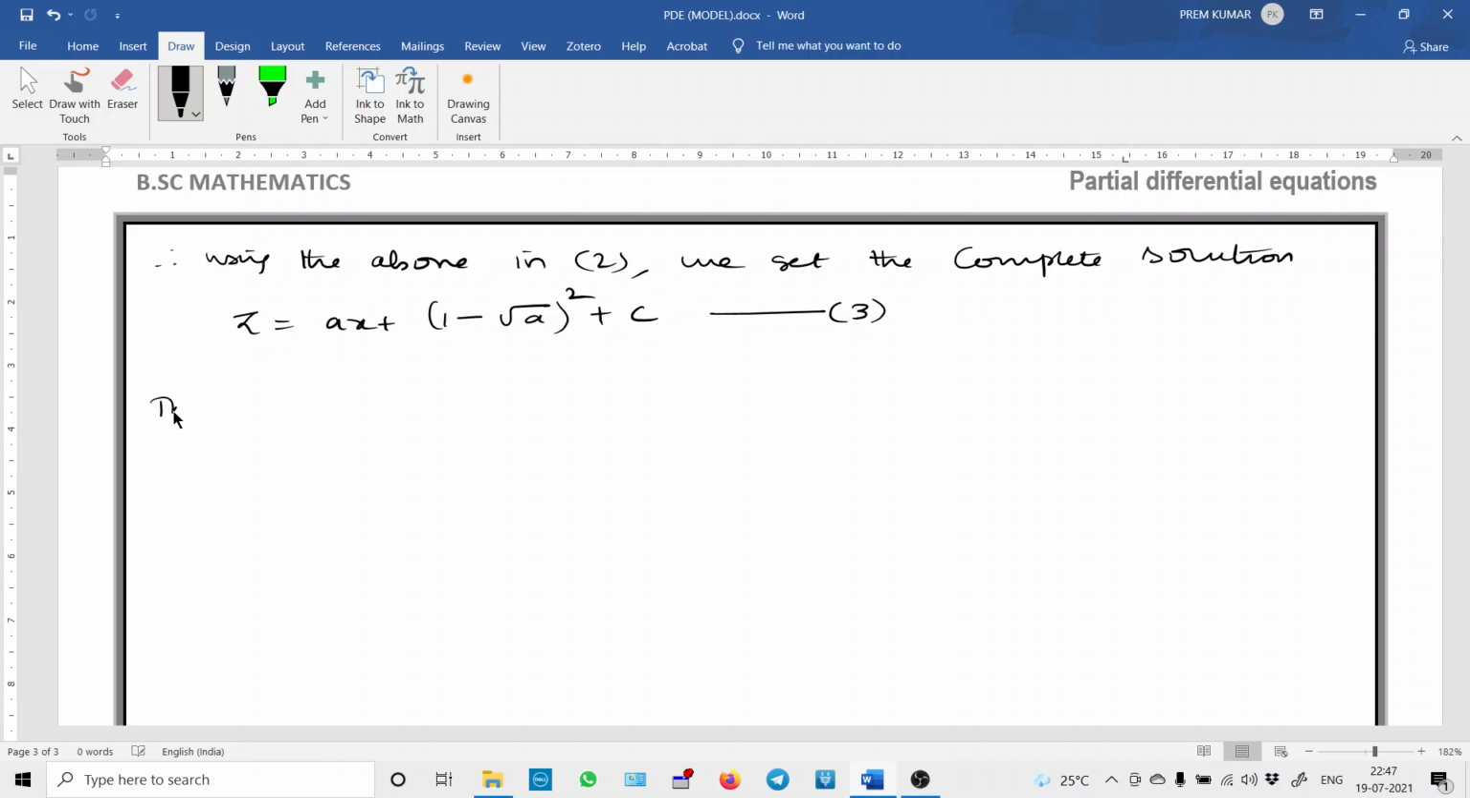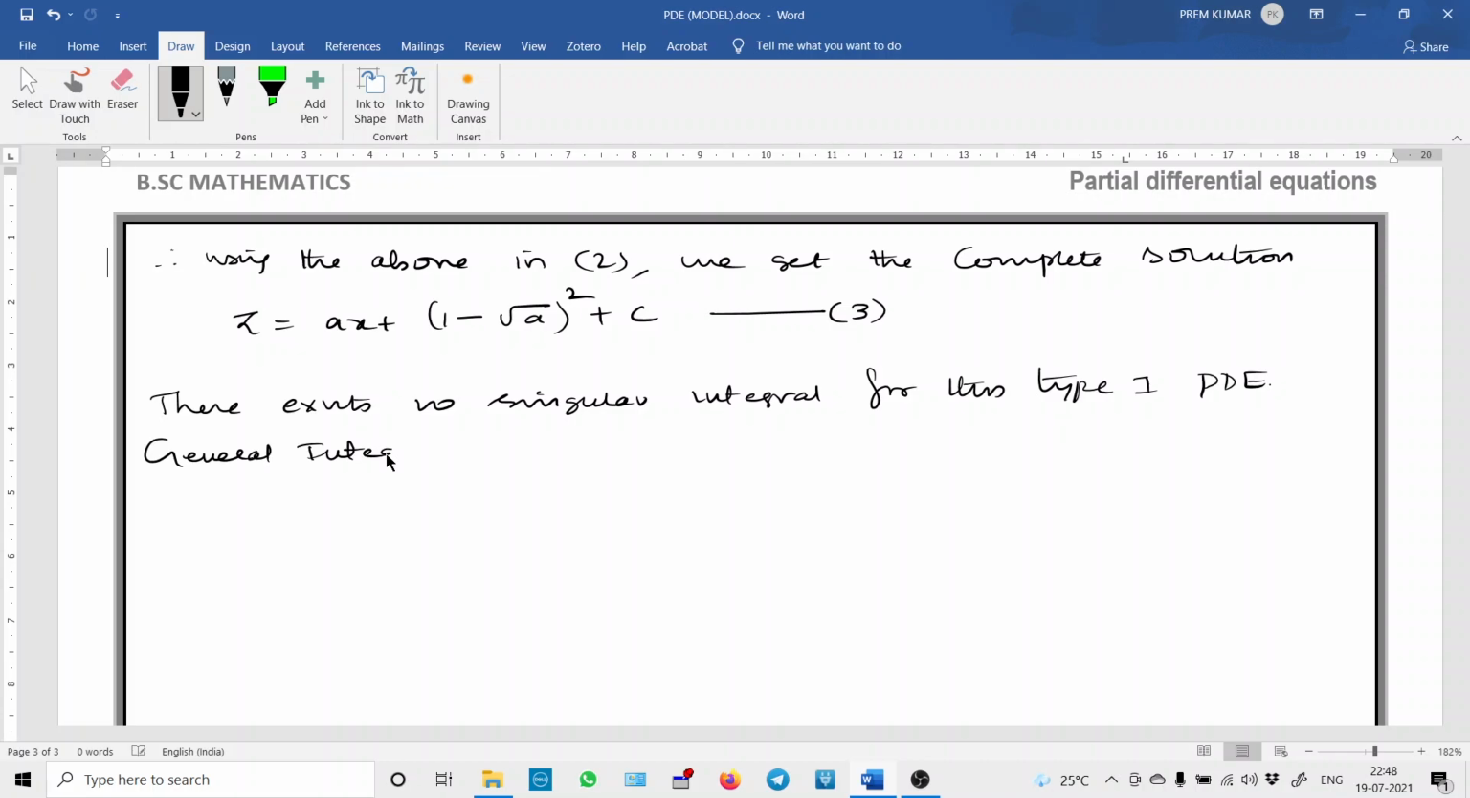So now there exists no singular integral for this type 1 PDE. Now, how to find the general integral? I will put the heading as general integral. How to find the general integral?